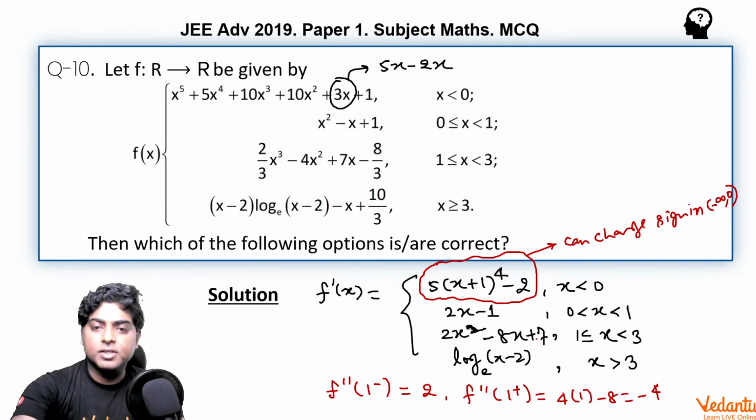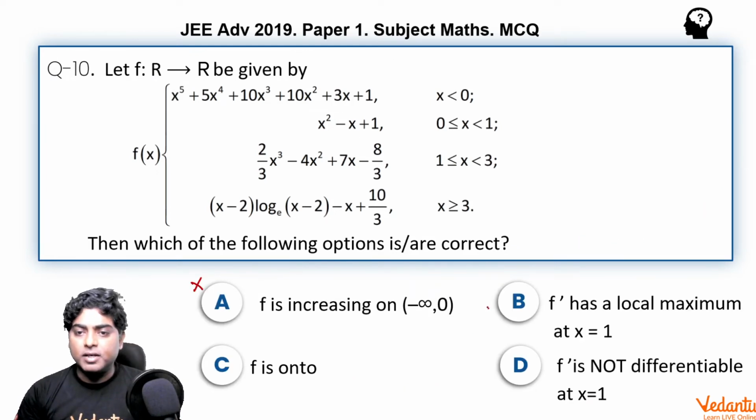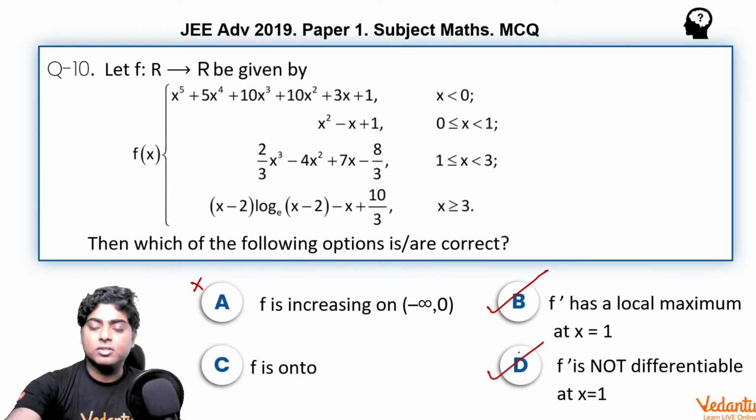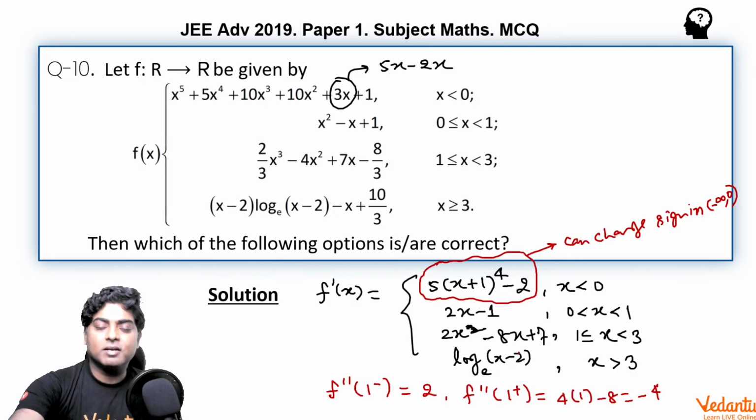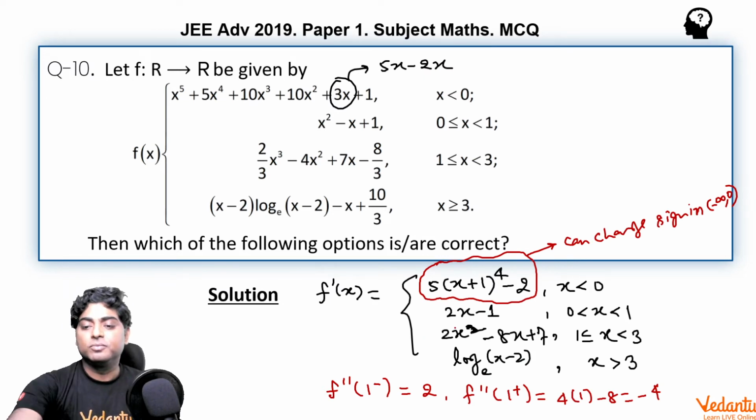Coming back to the options, option B would be correct. f dash has a local maxima at x equal to 1, and f dash is not differentiable at x equal to 1. I think I clearly described it. And coming to option C, f is onto. So what can we say about the range of f(x)?